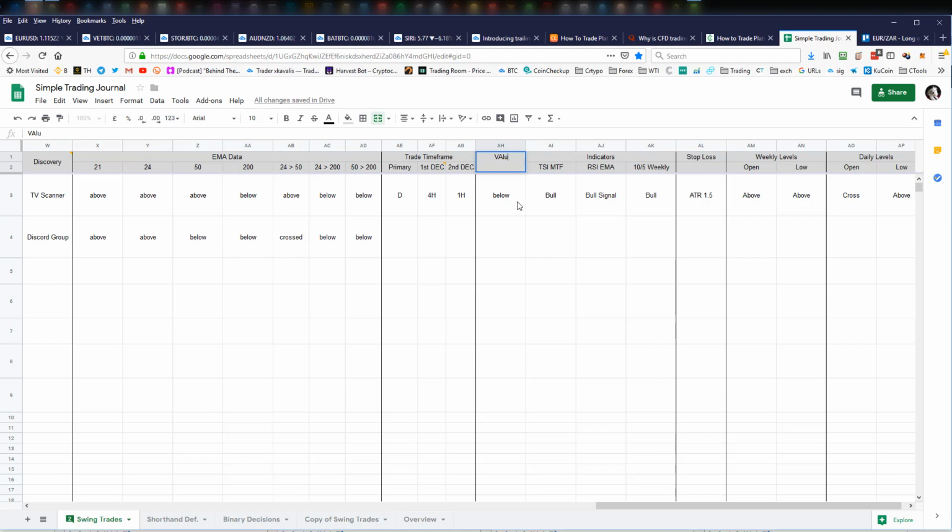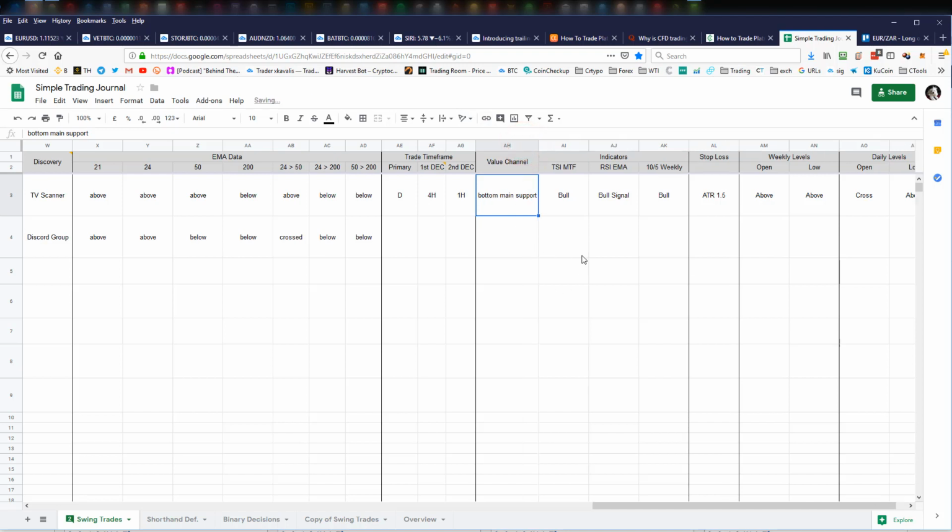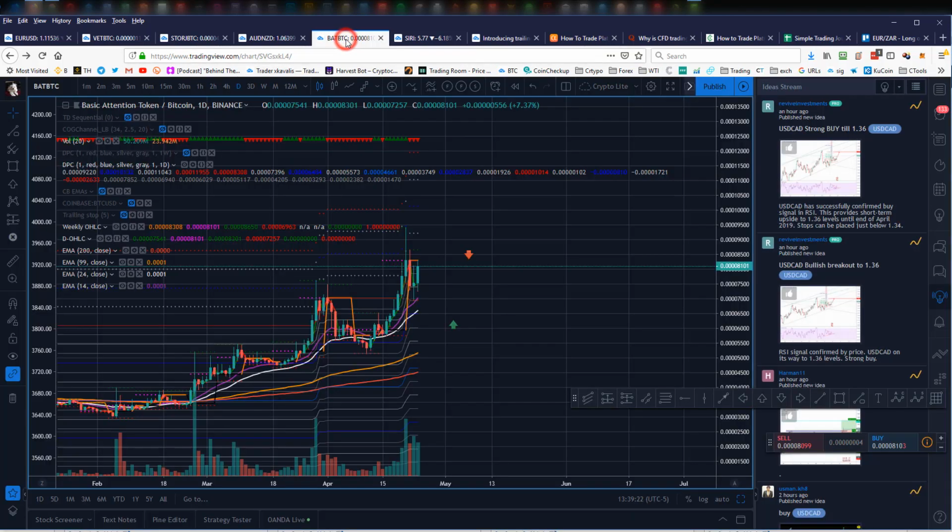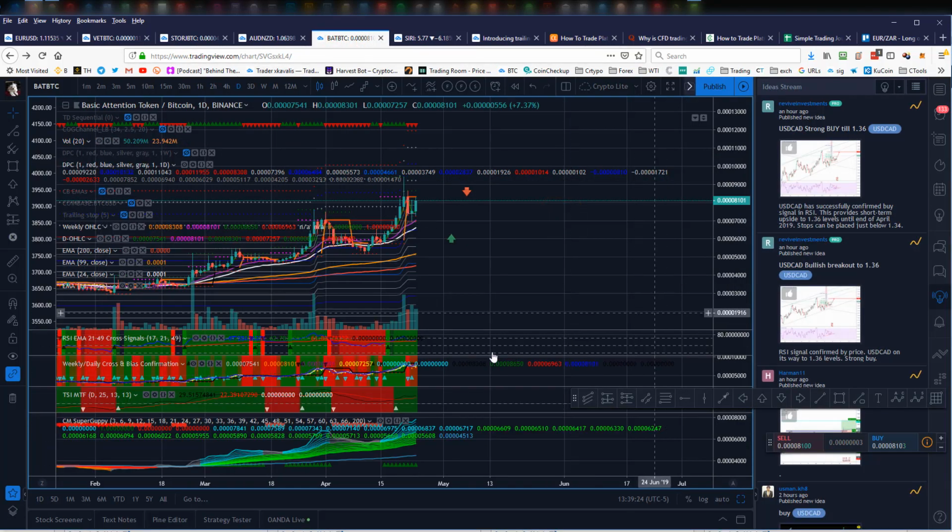I use value channels. So what I like to capture is bottom main support. So that means a main value channel at the bottom is finding support. Now, that should be obvious with people that use value channels. The next section of this is a particular indicator. So for instance, the TSI MTF, let's see if that's on the chart. That is right here, TSI MTF. So see that's this indicator right here, the third one down.